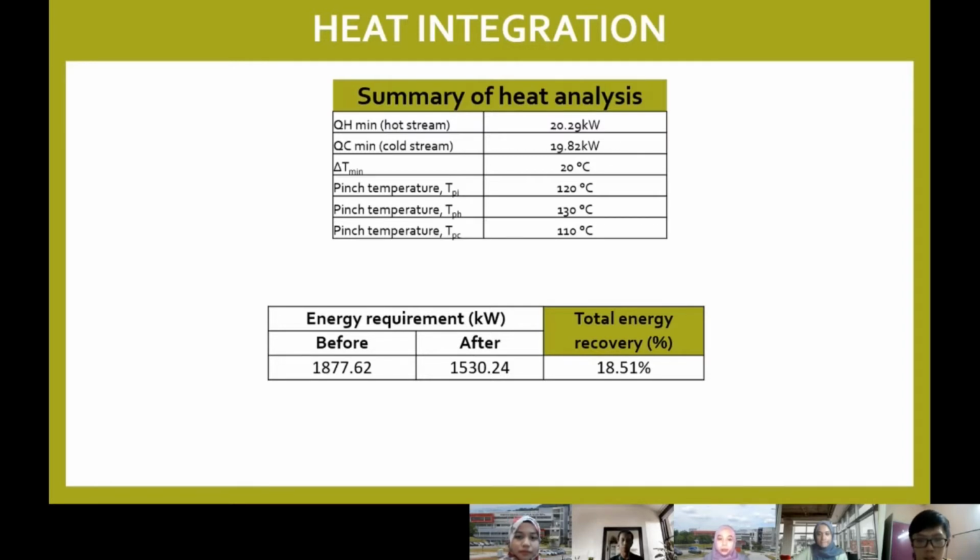The energy requirement before the heat analysis was conducted is 1,877 kilowatt. After, the energy requirement is around 1,530 kilowatt. So the total energy recovery is around 18%.